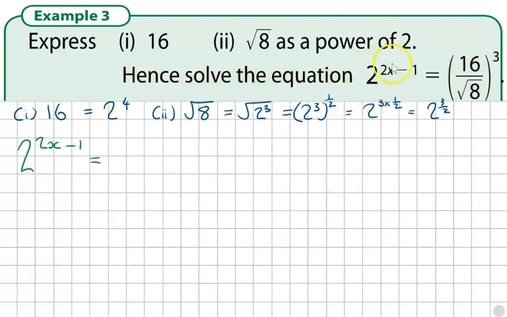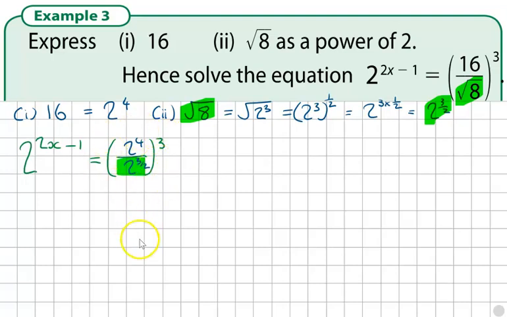So I'm going to write down 2 to the power of 2x minus 1, so that doesn't change. I'll just write that down as it is. And then I'm going to have something over something raised to the power of 3. So the 16 I'm going to replace with 2 to the power of 4. So my numerator here will be 2 to the power of 4. And then the root 8 I'm going to replace with 2 to the power of 3 over 2. So my denominator will be 2 to the power of 3 over 2.